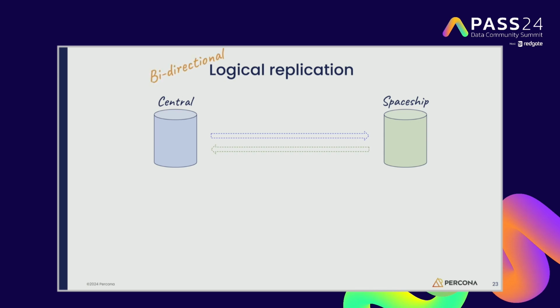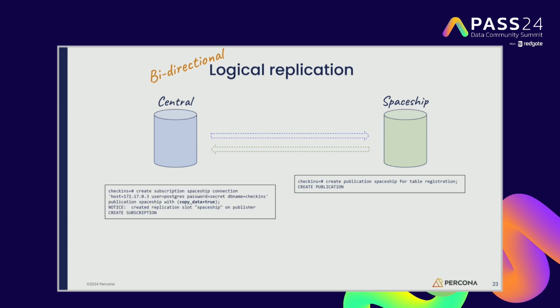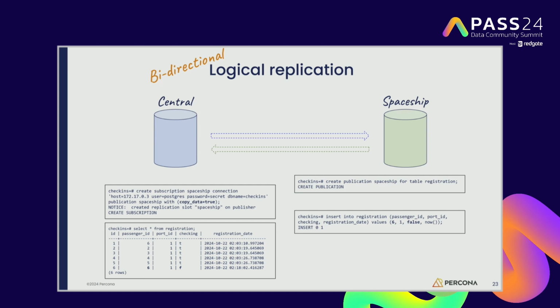So what we actually need is what I'm calling bidirectional replication. So for the spaceship, the spaceship has the domain of the registration table, but the central needs to be aware of what happens, even if it's not synchronous, if there are intermittent connections between the two, right? Eventually, it will get that data. So we do what we did with the central. We create a publication on the spaceship just for the table registration. And the moment we start writing here, the central will also get the data.